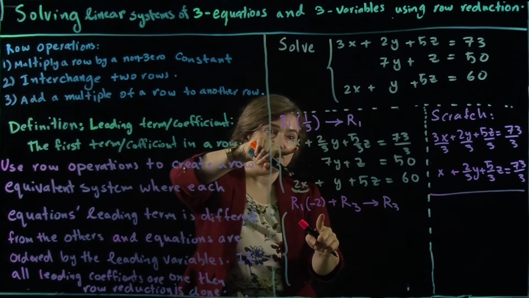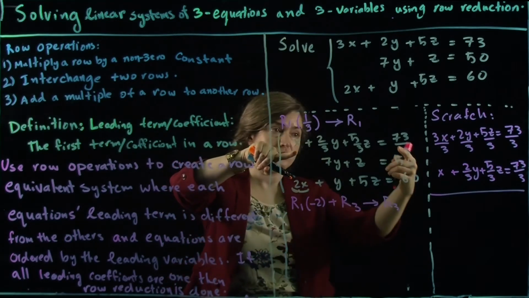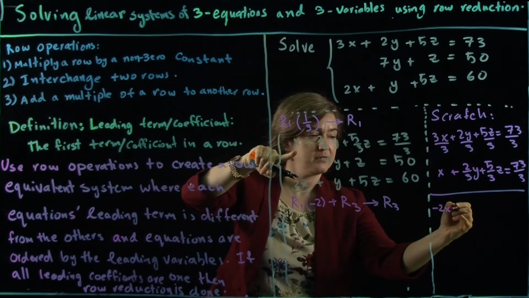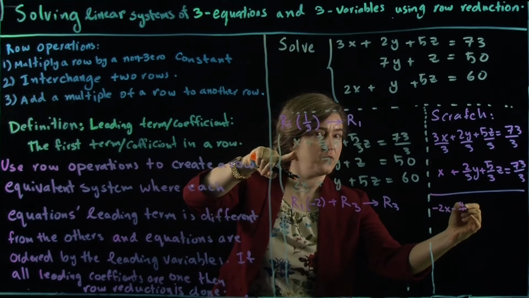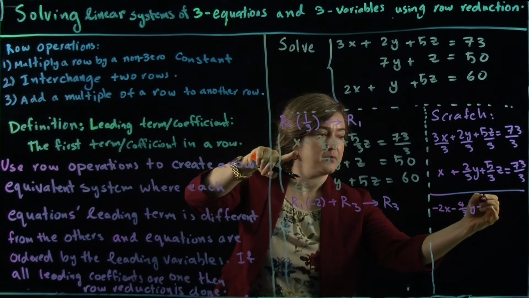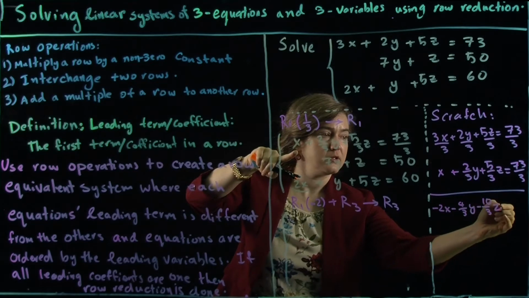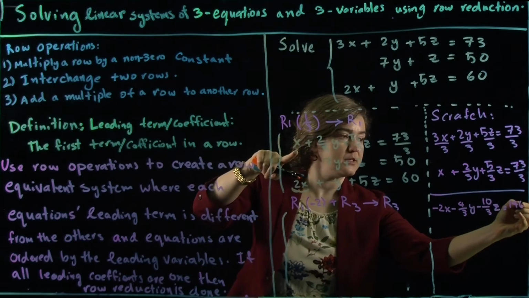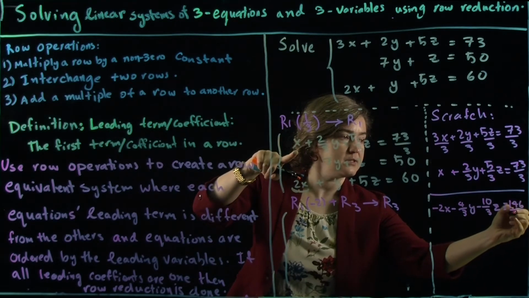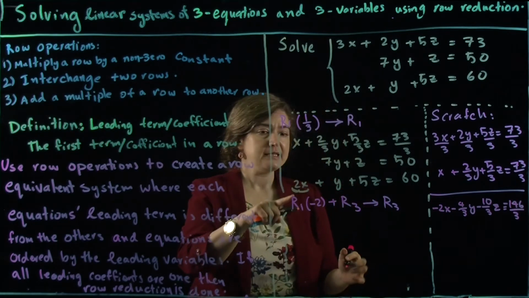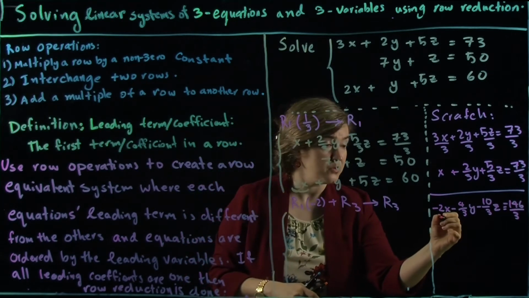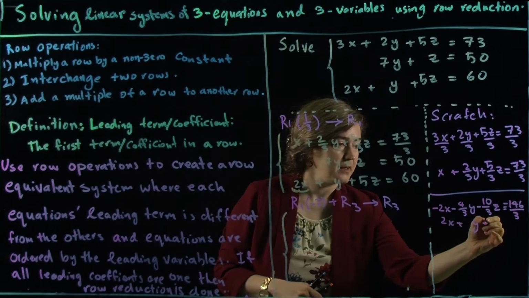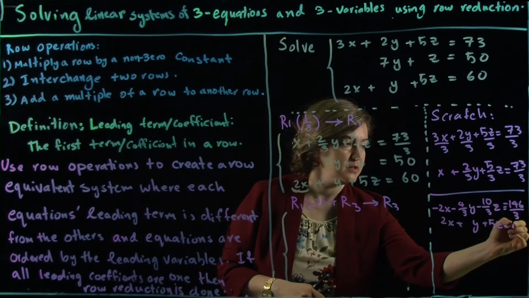Row 1 times -2. This is our new row 1. So I multiply that by -2: -2x minus 4/3 y minus 10/3 z is equal to -146/3. Then add the third row to it: 2x plus y plus 5z equal to 60.